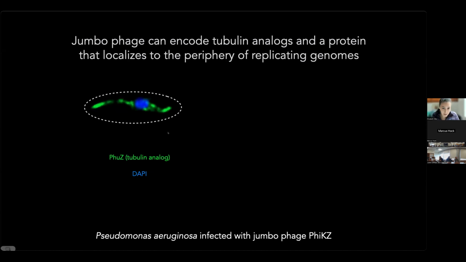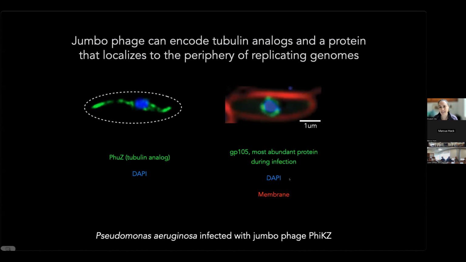So now here is a picture on the left. In red, or sorry, like the dotted line, you can imagine a bacterium. And this is what the filament that's a microtubule analog, or tubulin analog, is doing. And the blue is the DAPI-stained ball of replicating DNA. And this is done in Pseudomonas with a phage called PKC. And this is what the new protein looked like. So again, the membrane here is in red. Now you're seeing green. This new protein is called GP105, and then the replicating DNA in DAPI.